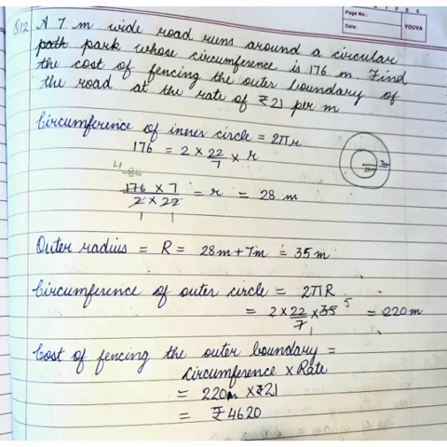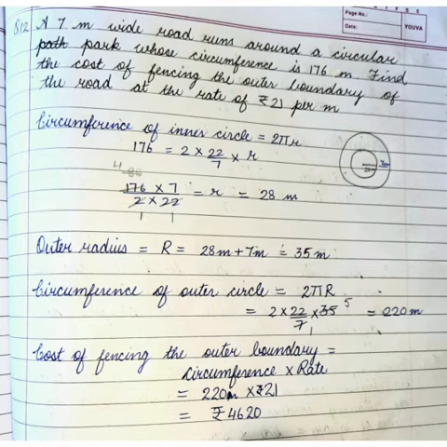Now inner circumference is 176 equals 2 multiplied by the value of pi, 22 by 7, into the radius. Now to find the radius, we will transpose 2 and 22 by 7 to the other side. So it becomes r equals 176 multiplied by 7 upon 2 into 22. And we are getting the radius as 28 meter. Now the inner radius is 28 meter and the width of the road is 7 meter. So the outer radius is going to be 28 meter plus 7 meter, that will be equal to 35 meter.